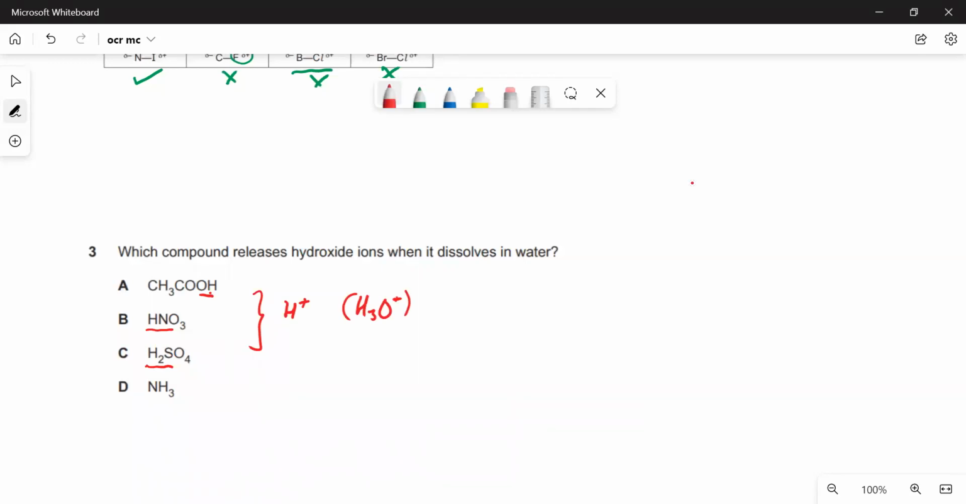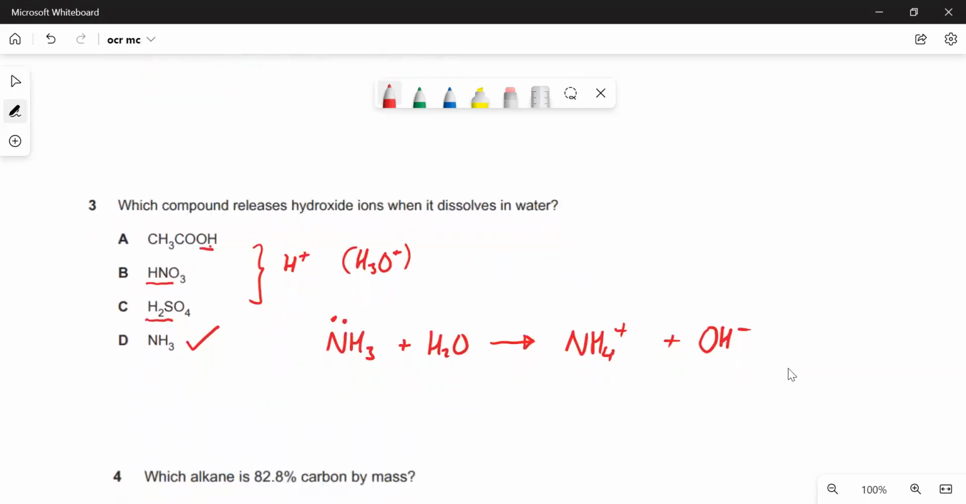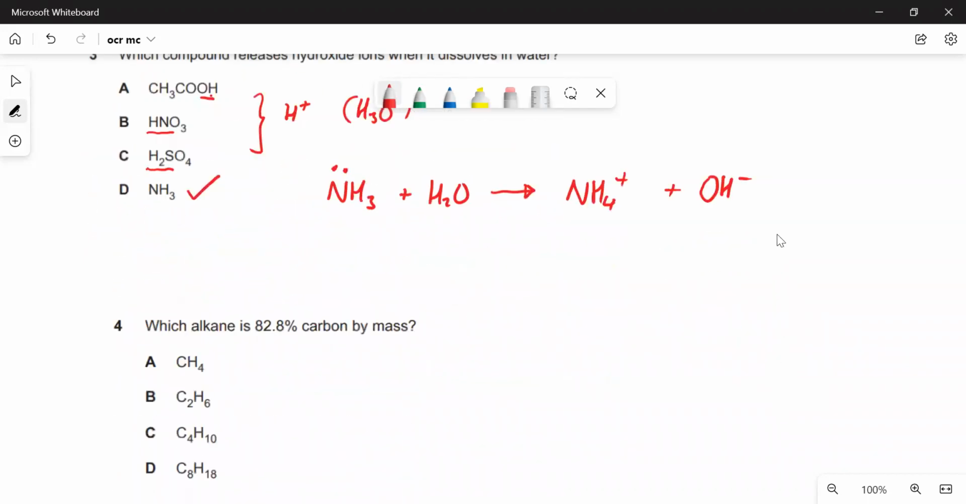Ammonia, NH3, right? That is basic, isn't it? The reason why it's basic is it is good at accepting protons. It's got a lone pair on the nitrogen. If you react that with water, it's going to remove an H plus from the water to form NH4 plus, leaving behind OH minus. So that will give us hydroxide ions. You should know that ammonia, when you dissolve it in water, gives an alkaline solution. You've got OH minus ions there.